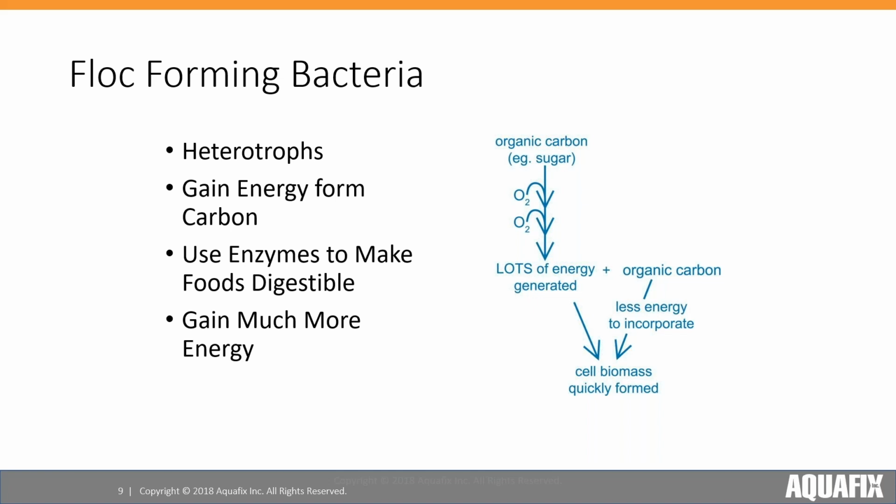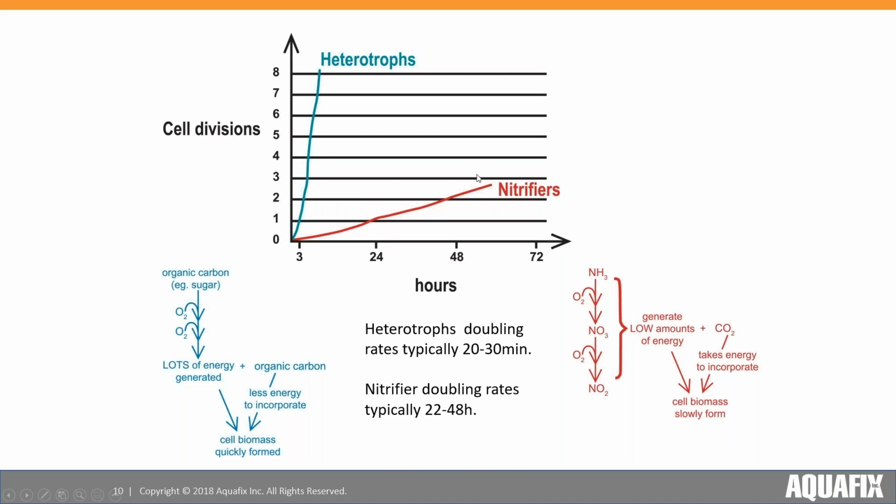So the microorganisms are the bacteria we just discussed. If you follow the pathways, if you look here at the top left, you can see how that energy gained, or not really gained, is translated into cell biomass. And what we see here is the heterotrophs gain a lot of energy, so in a short amount of time they end up with a very high population of cell biomass versus the nitrifiers, which don't really generate a lot of energy, and they take a long, long time to generate any amount of biomass. Generally, the doubling time for heterotrophs is anywhere from 20 to 30 minutes, whereas the doubling time for nitrifiers is about 22 to 48 hours.